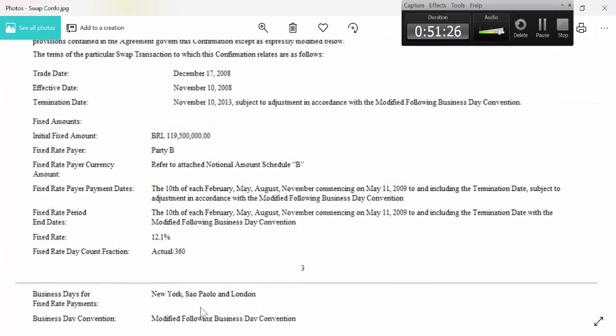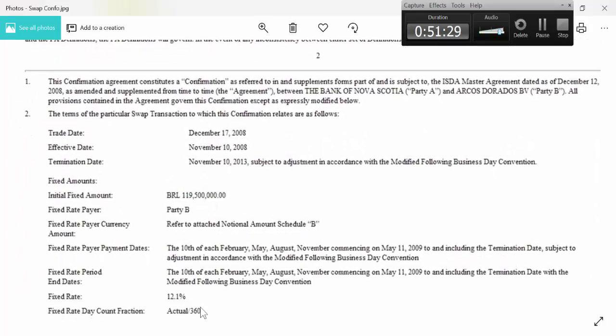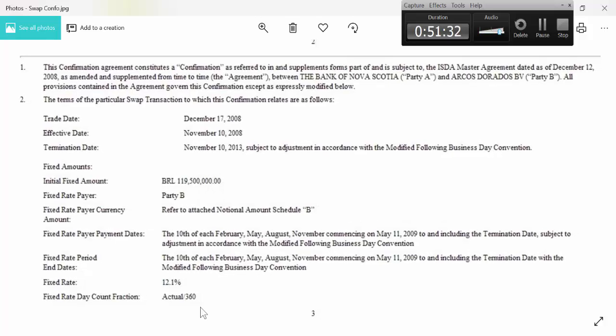The important thing is, read the bit on top. So this confirmation constitutes a confirmation. That's how lawyers talk. This confirmation constitutes a confirmation as referred to, supplements, forms part of and is subject to the master agreement dated as of December 2008 between the Bank of Nova Scotia and Arcos Dorados BV. Now, I'll tell you what that means.